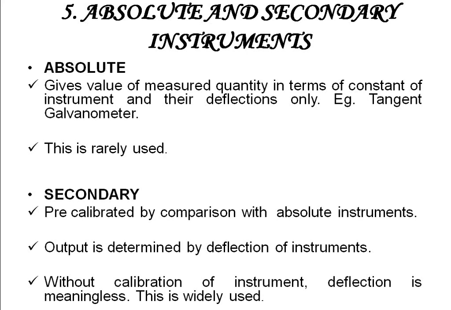Coming into the absolute and the secondary instruments. The absolute one gives the value of the measured quantity in terms of constants of the instrument and their deflections only. Example like the tangent galvanometer, which is rarely used. The secondary one is pre-calibrated by comparison with the absolute instruments, and output is determined by the deflection of the instruments. So without the calibration of the instrument, deflection is meaningless. So always we need the calibration to be done with the secondary one. This is widely being used.